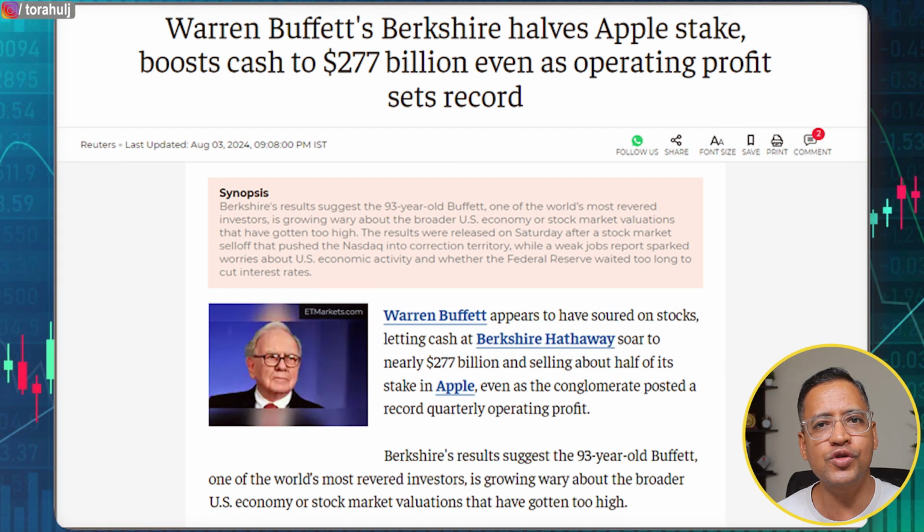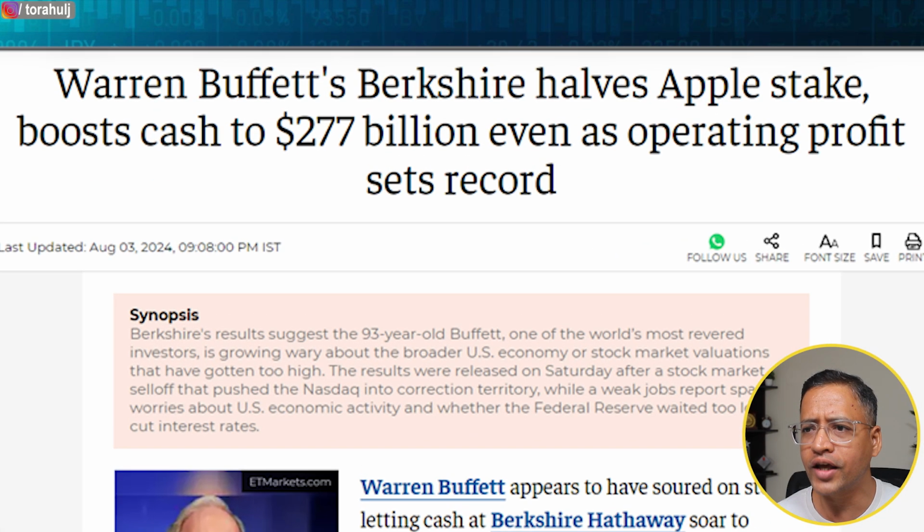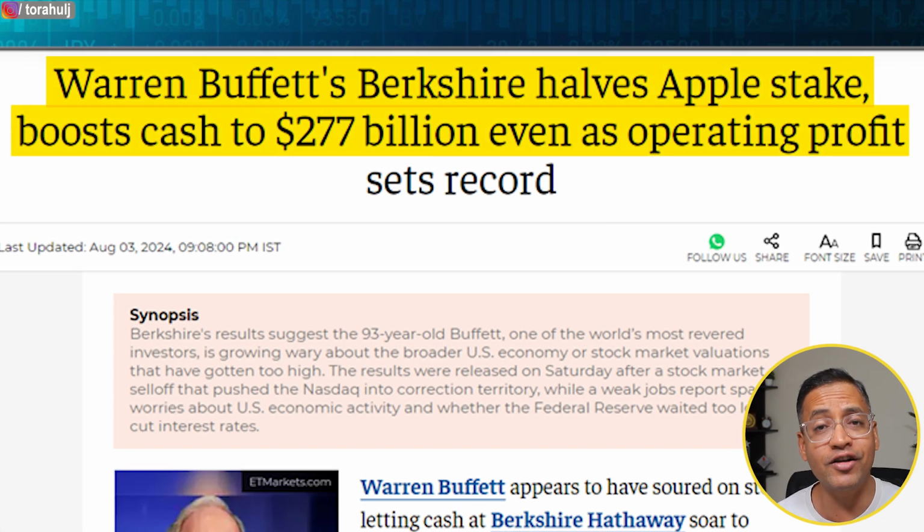Also, you might have heard in the news that the legendary Warren Buffett has been sitting on cash now, 277 billion US dollars. He's been selling his Apple stake and so on and so forth.